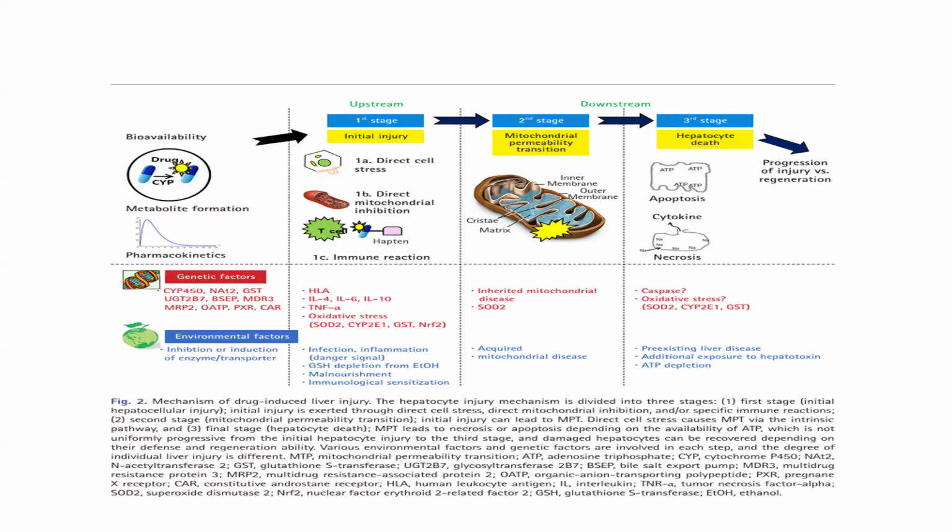This initially leads to a mitochondrial permeability transition. Direct cell stress causes mitochondrial permeability transition via the intrinsic pathway. And then the final stage, that is hepatocyte death.